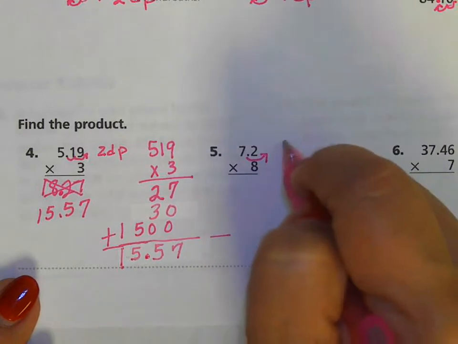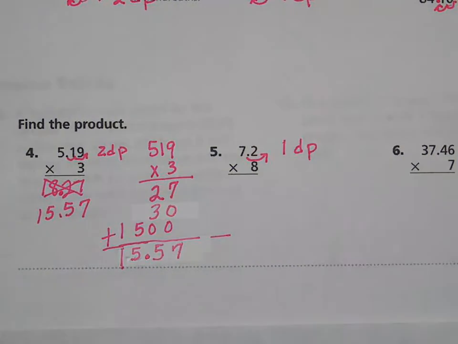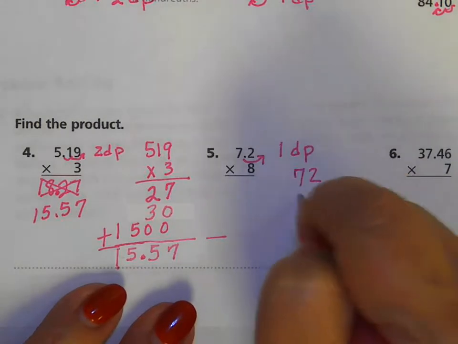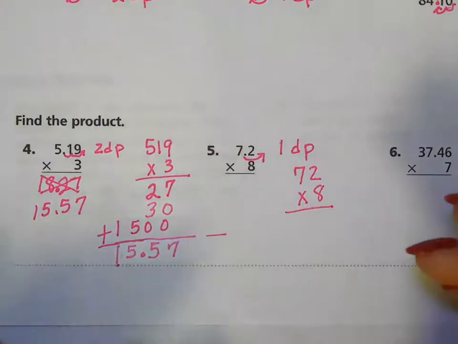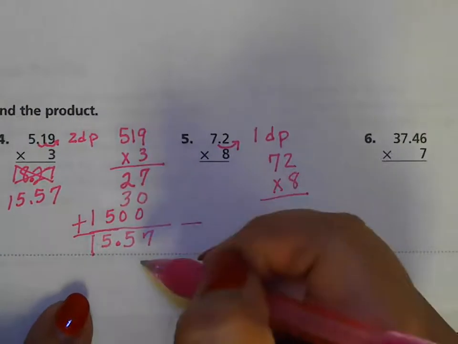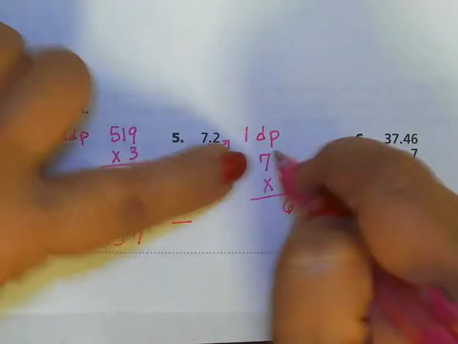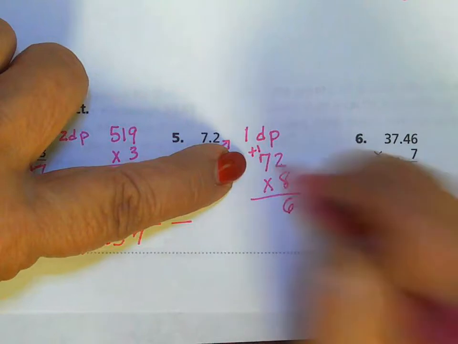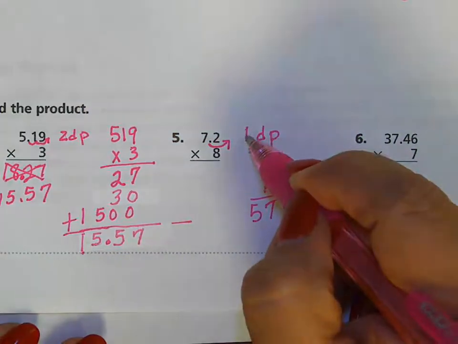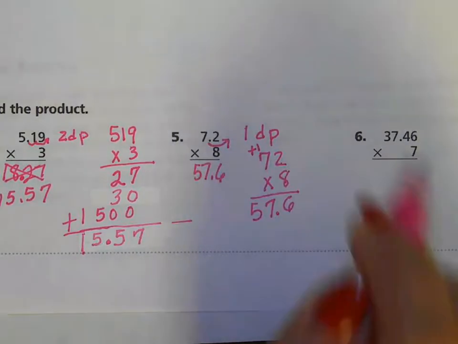I'm going to move this one 1 decimal place. Okay, so this one here, we're going to think of it as being 72 times 8. And I'm just going to do the standard multiplication or standard form. So you can continue doing it this way if that's easiest for you. I'm going to think of it as 8 times 2 equals 16. Regroup my 1. 8 times 7 is 56 plus 1 equals 57. I'm going to move my decimal back into my product 1 time, so the answer is 57 and 6/10.